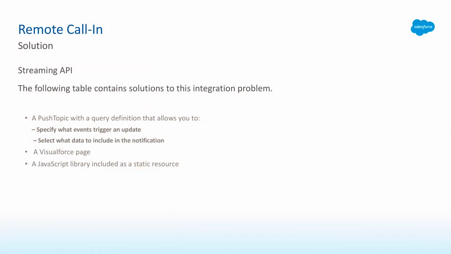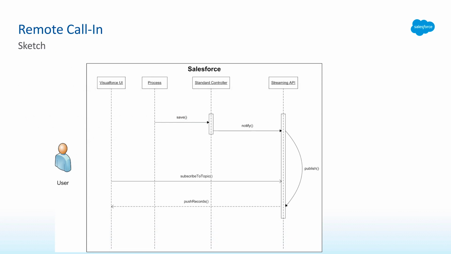You create a push topic with a query definition. You specify the event trigger, and you also create a Visualforce page and a JavaScript library, which you use for reading the response. So this was a scenario. You created a Visualforce UI, and you created a process. You basically created a poll request, and you subscribed to that topic.